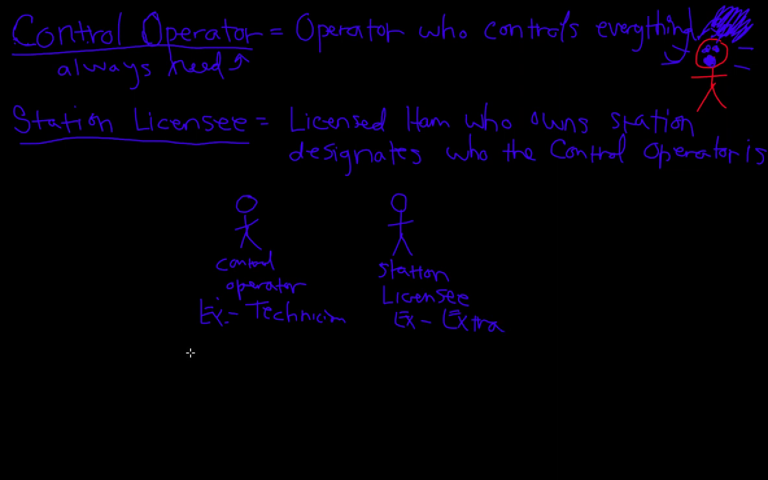And this should make sense. The control operator is the one operating. His license should get to decide where he should operate. So it always falls on the control operator. Whatever the control operator is allowed to operate on, that's what the station's allowed to operate on in this specific scenario.